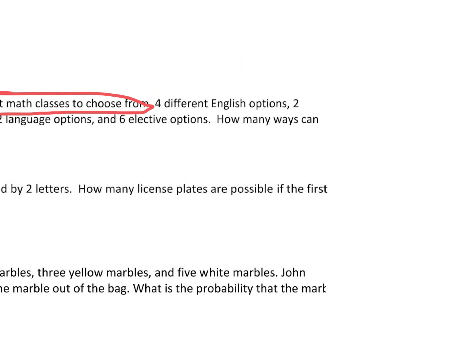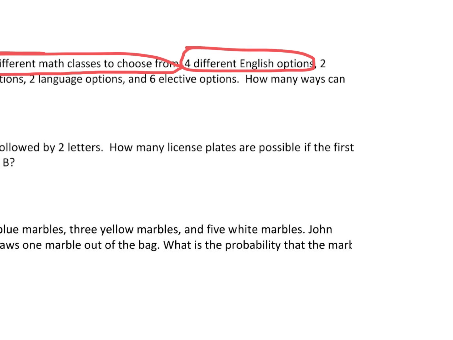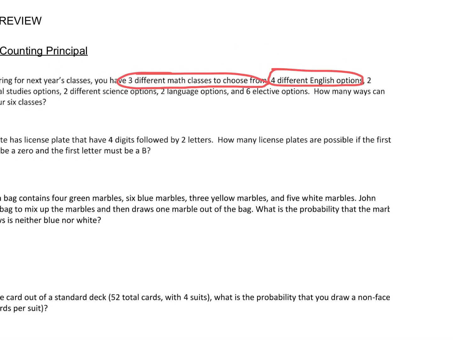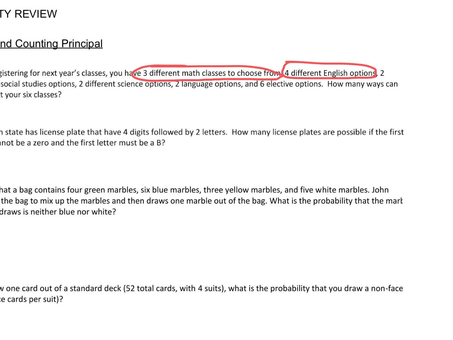I don't know if there's really 4 different English options. There might be, but let's say that there is. Like, there's probably one that's an AP. There's probably one that's an IB. You could probably take just regular English. You could probably take some kind of honors English. I don't know. Maybe there's 4 choices. Next one is 2 social studies, and then 2, and then 2.